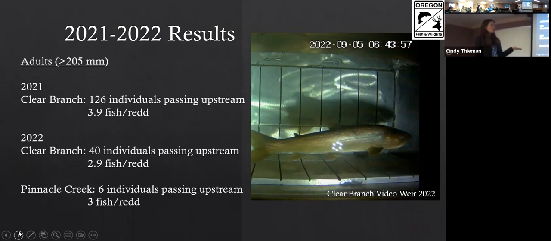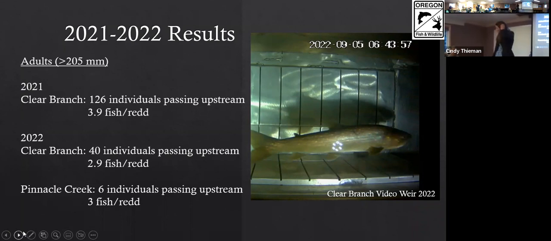Pinnacle Creek, not totally surprisingly, just based upon the number of reds we have seen there historically, we saw 6 individual fish passing up the Pinnacle Creek site, which amounts to 3 fish per red, which again is relatively consistent. So those are our general results as far as the abundance of adults. And then next slide.